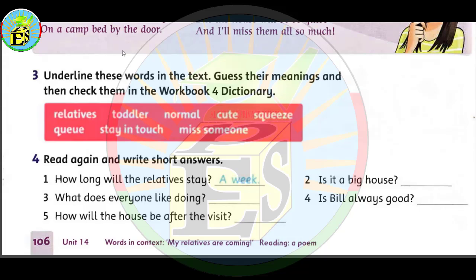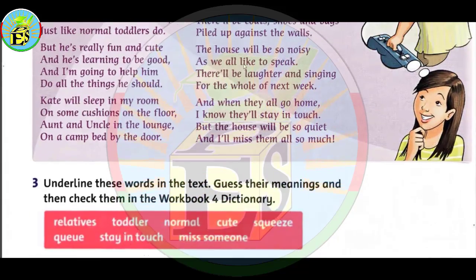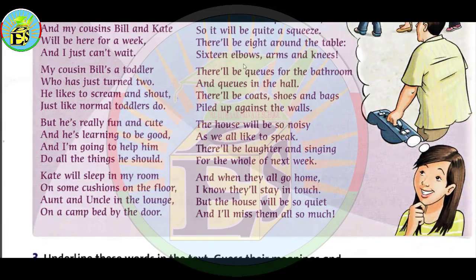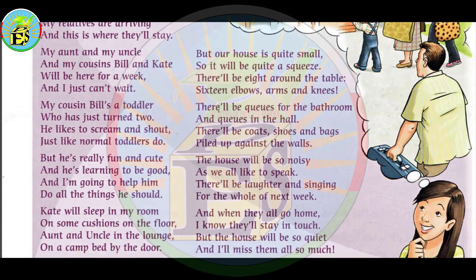Question number 3, what does everyone like doing? Let's go back to the poem and try to find the answer. Look at this line here. The house will be so noisy. Why is that? As we all like to speak. So what do all of them like to do? They all like to speak.